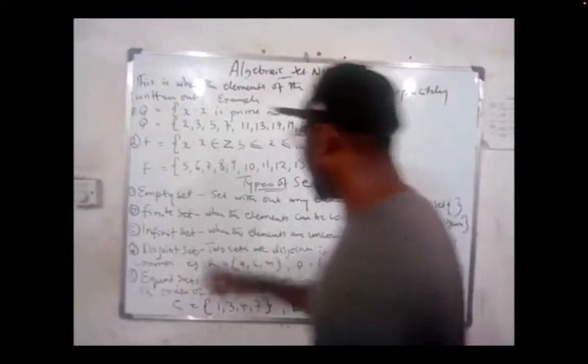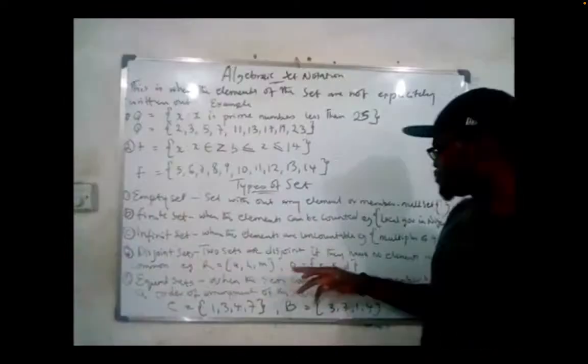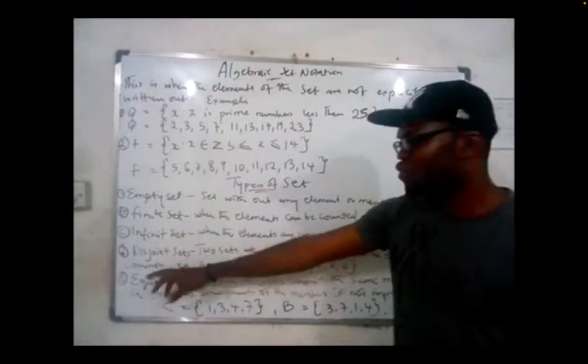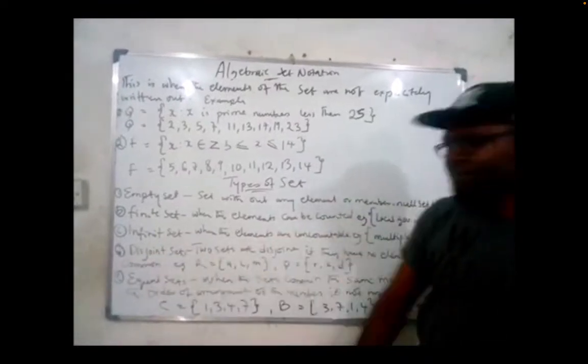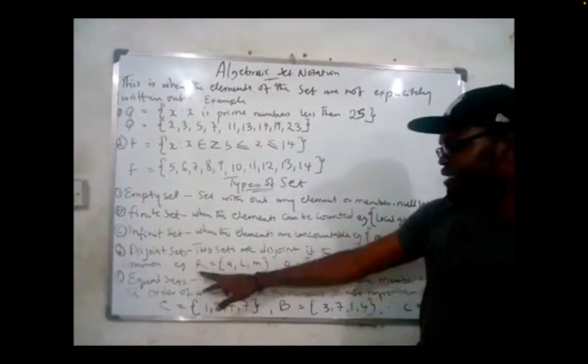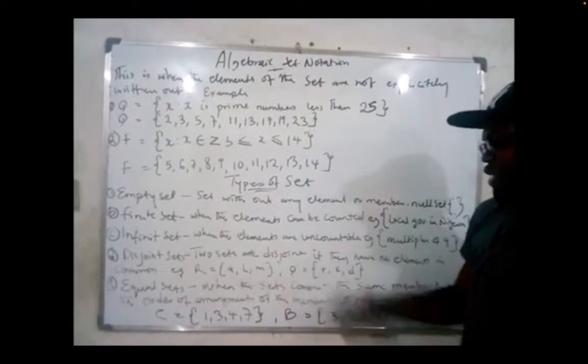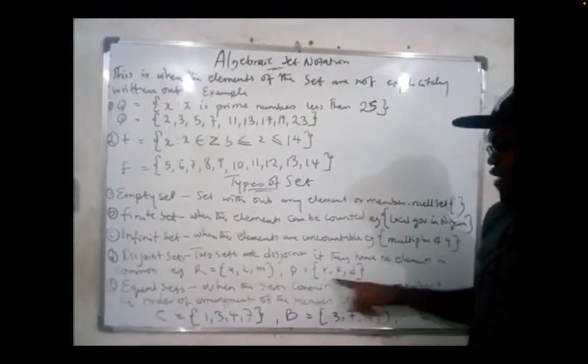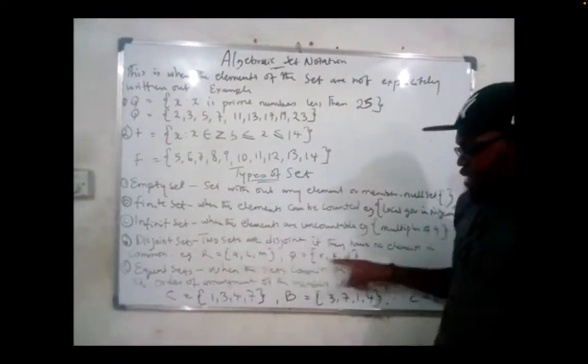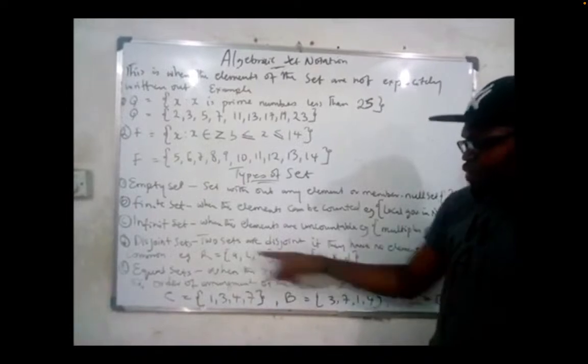Disjoint sets: when you have two sets and they have no elements in common, we call them disjoint sets. Is that clear? Example, set R has elements A, L, M and set Q has elements R, K, D. Is there any element in common between these two?